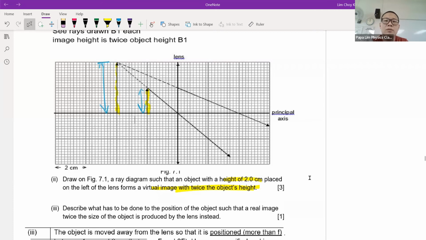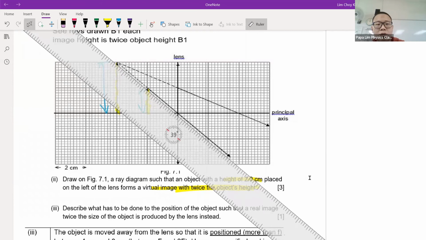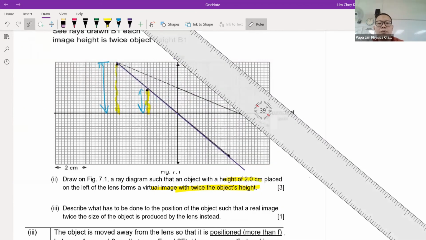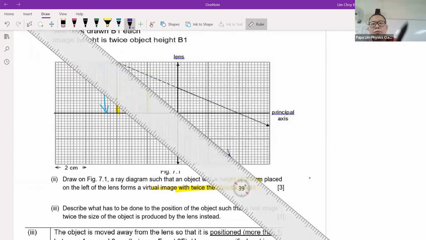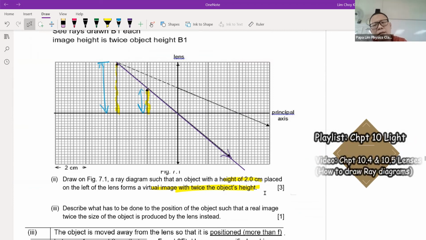After that, same as in all ray diagrams, you always draw ray 1 first, the ray that passes through the optical center, which is this. Remember to put your arrow here. Then you proceed to draw your ray 2 and ray 3. I will not draw too much because it's quite a standard question. If you need to know how to draw the ray diagram again, please refer to chapter 10 of your light worksheet or textbook. I actually have a video on ray drawing diagrams, so you might want to refer to that video.